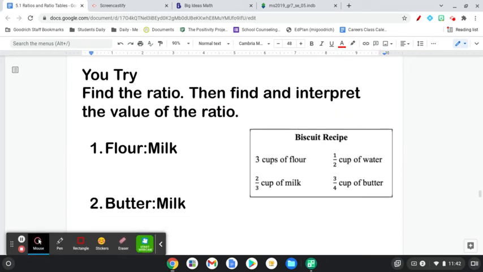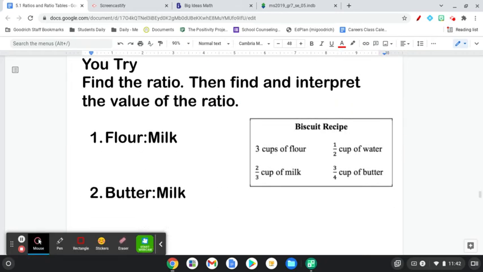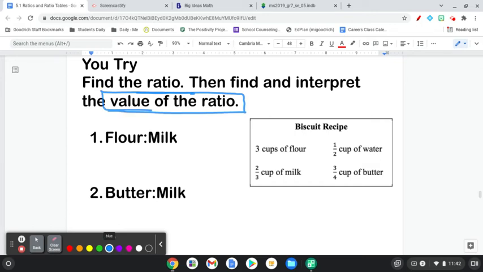All right, you go ahead and try this one. First, you need to find the ratio, and then you need to find the value of the ratio. So first, the ratio itself. There's 2 questions here. We're going to pause while you try it. When you're ready to check your answers, press play.